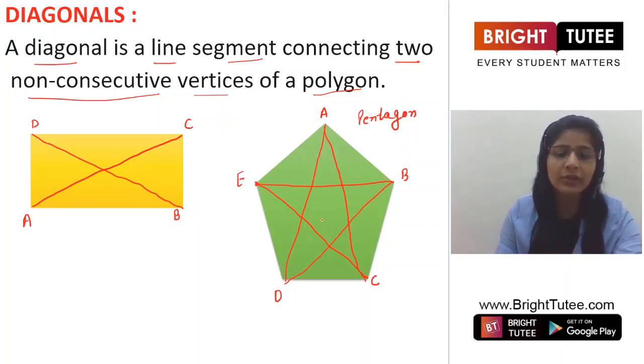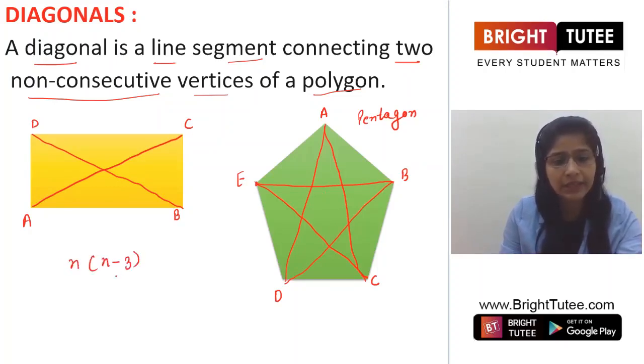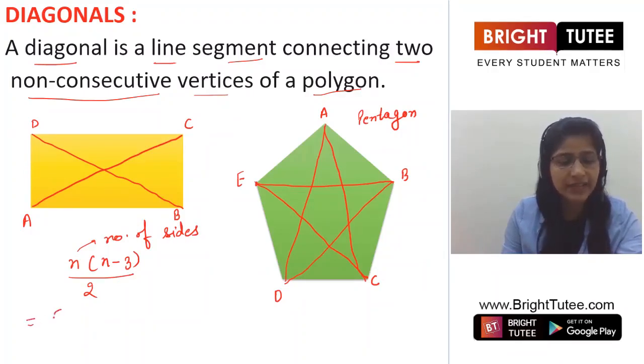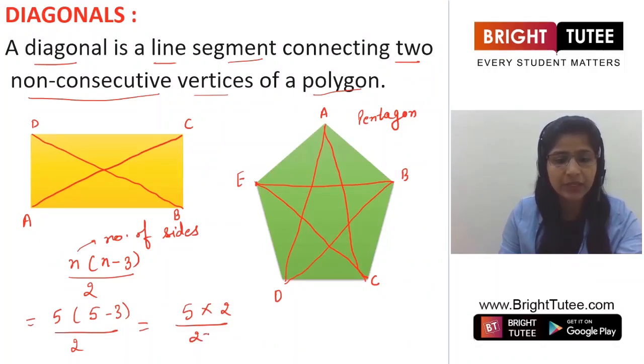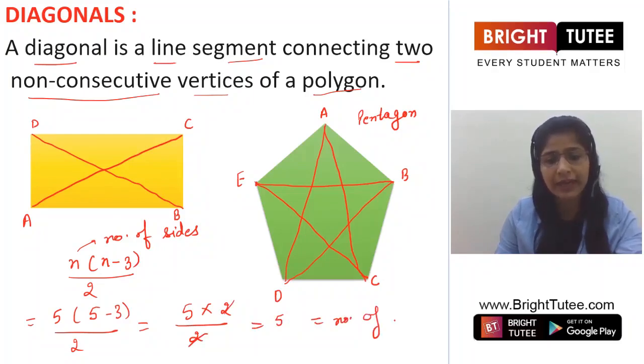Now, how to calculate the number of diagonals? The general rule is n into (n minus 3) divided by 2, where n is the number of sides of that polygon. So here we see how many sides we have: 5 multiplied with (5 minus 3) divided by 2. So we get 5 multiplied with 2 divided by 2, and that gives us 5, which is the number of diagonals in the pentagon.